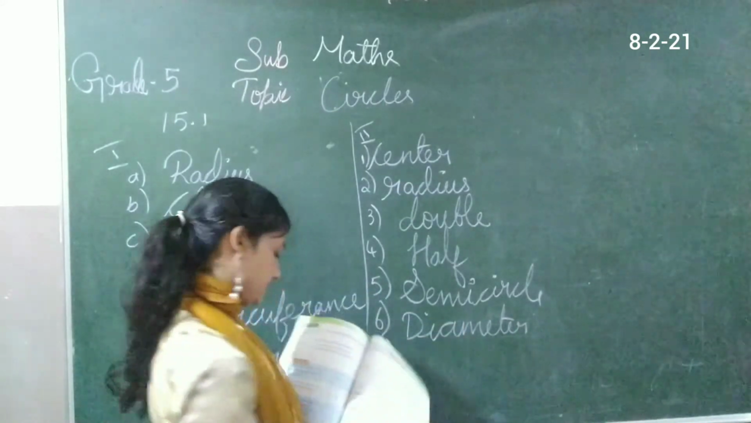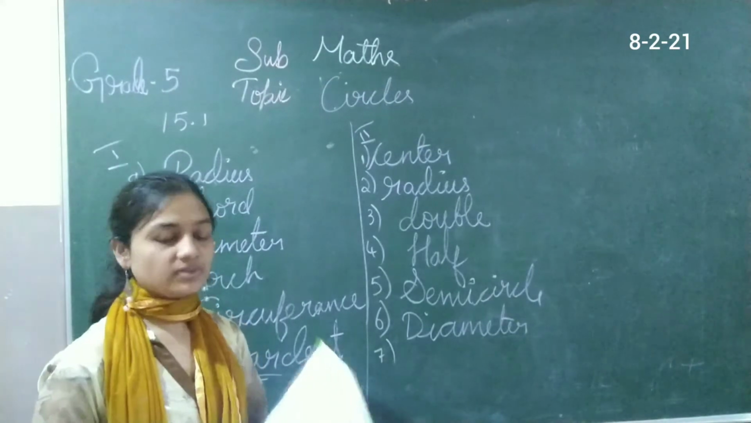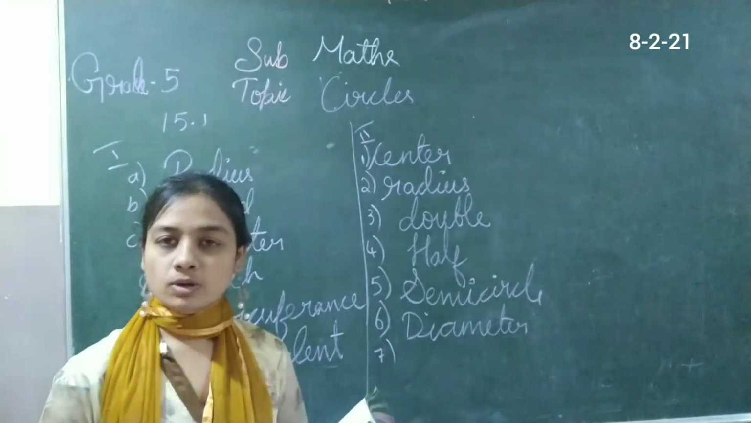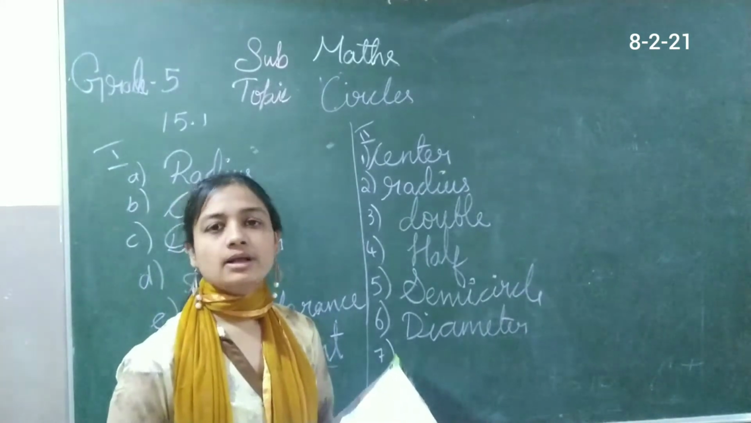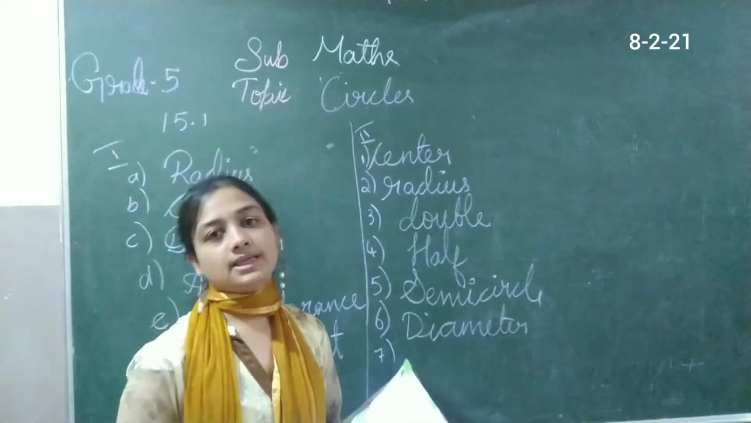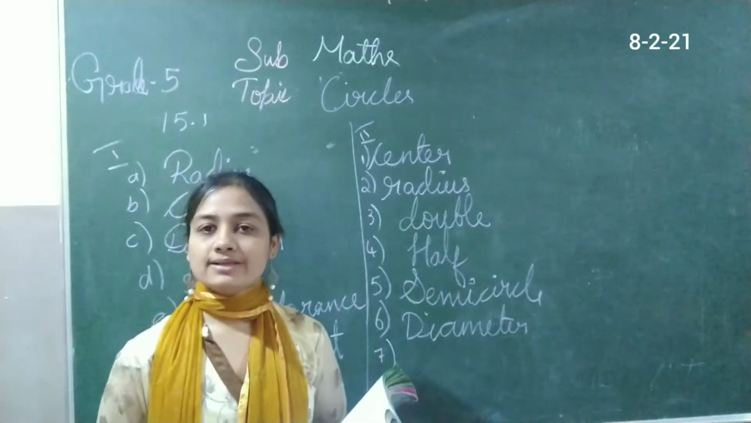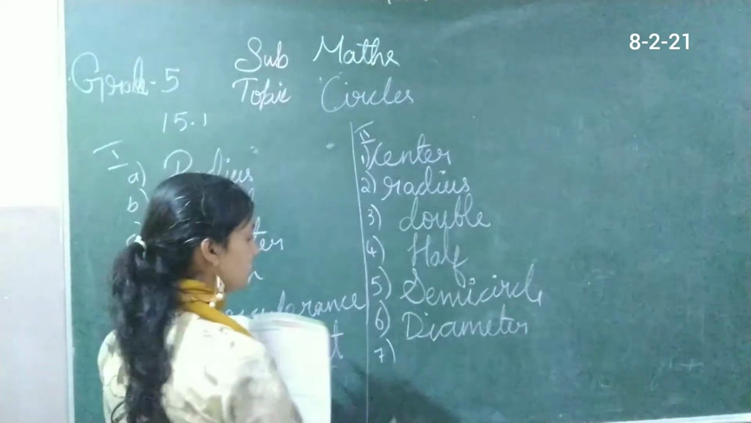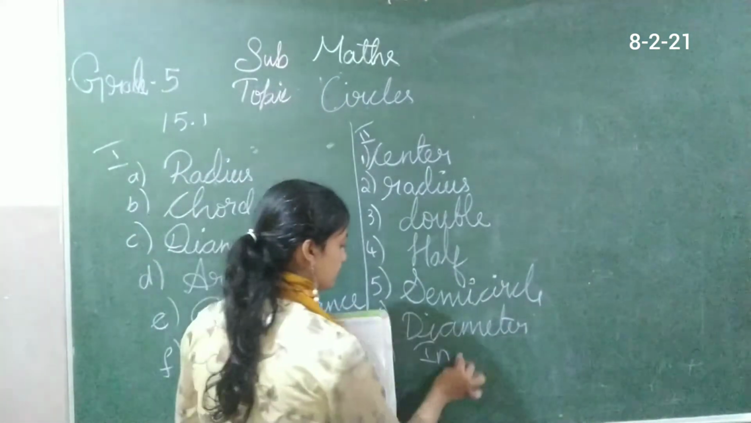Seventh one, number of diameters that can pass through the center of the circle. I told you how to draw radius. You can draw as many radius as you want in a circle. Just like that, even diameter can be drawn as many as we like. So what you write in this line is infinite. Infinite diameters can be drawn in a circle.